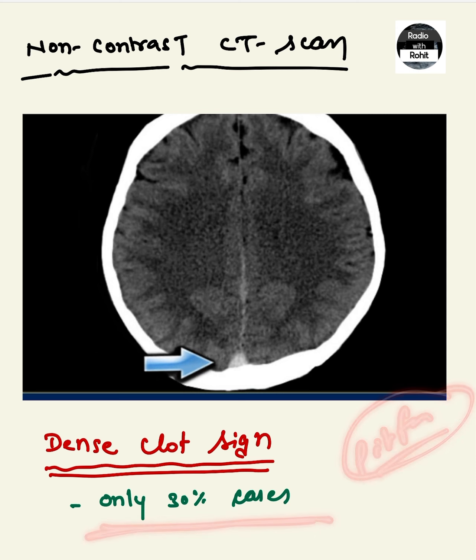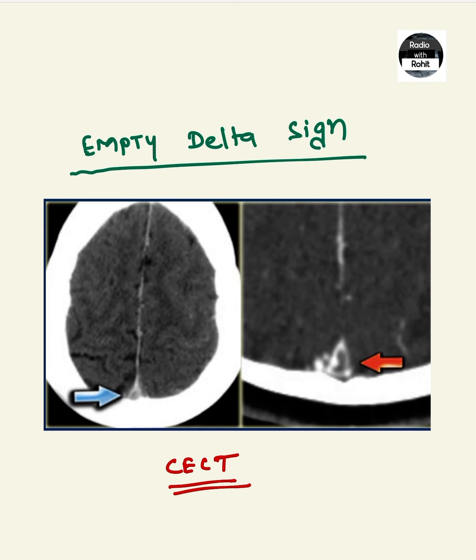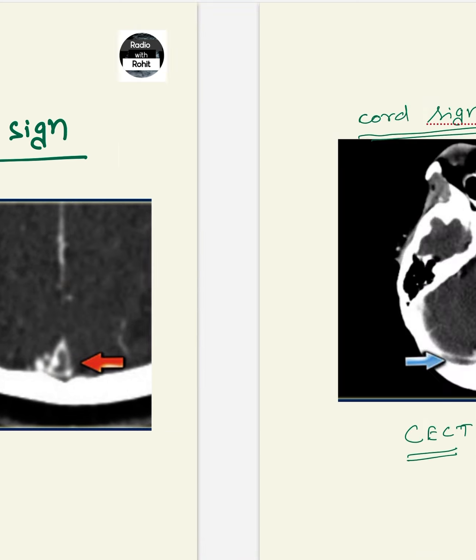So this is also a good indicator for the venous thrombus. Here also we can see the dense clot sign. This is also indicating the dense clot sign with the hypodense area or hemorrhagic transformation, or hemorrhagic infarction, in this temporal lobe. This is the empty delta sign. This is the contrast enhanced CT scan. Here we can see this hyperdense area with the hypodense area in the center. This is because of the recanalization of the venous system after the thrombus formation. So this is the empty delta sign on contrast CT scan.